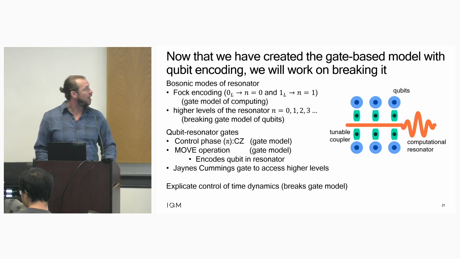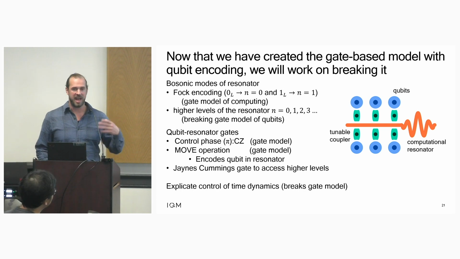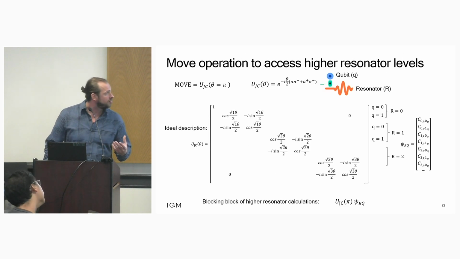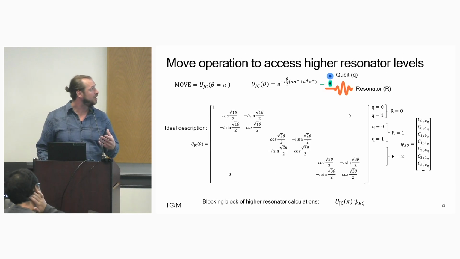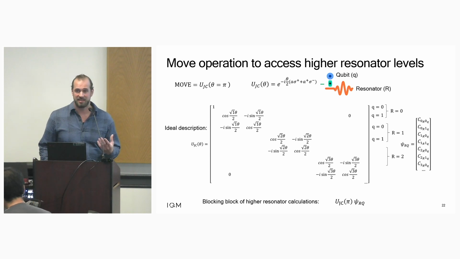Okay, so I have introduced this QPU. I've talked about how you can use it with the gate-based model. Now I want to get into how we access this higher level of the resonator. And the way we access it is with the Jaynes-Cummings interaction.